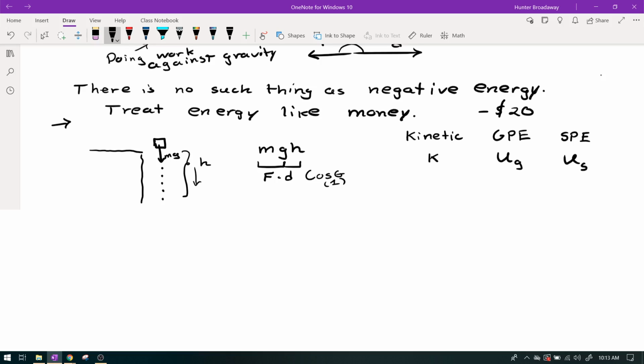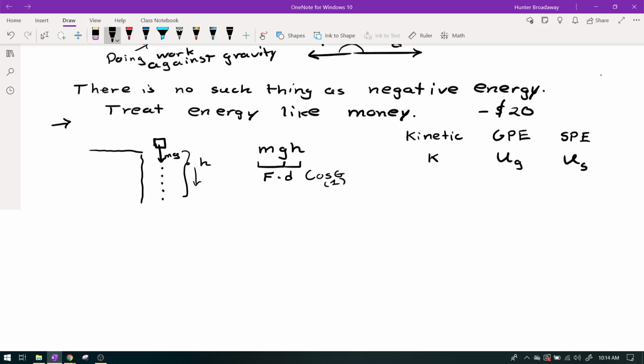Is there a chemical potential energy? Yes. Are we going to deal with it? No. Is there a nuclear potential energy? Yes. Are we going to deal with it? No. Is there an electrical potential energy? We will actually deal with that, but not anytime soon. Don't worry about that one just quite yet.